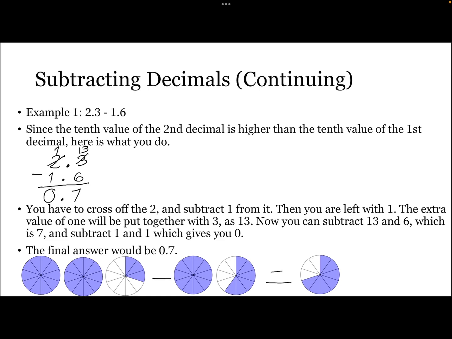And then go back to the ones place. 1 minus 1 is 0. So it says here, you have to cross out the 2 and subtract 1 from it. Then you are left with 1. The extra value of 1 will be put together with 3 as 13. Now you can subtract 13 and 6, which is 7, and subtract 1 and 1, which gives you 0. The final answer would be 0.7. And I also showed a diagram of it right here.